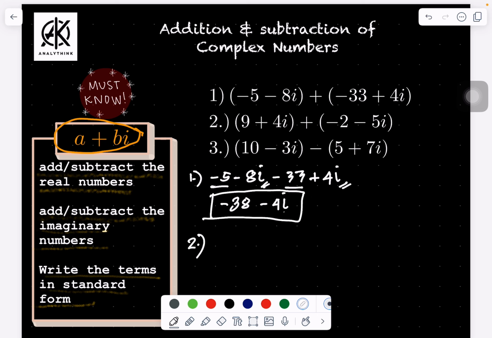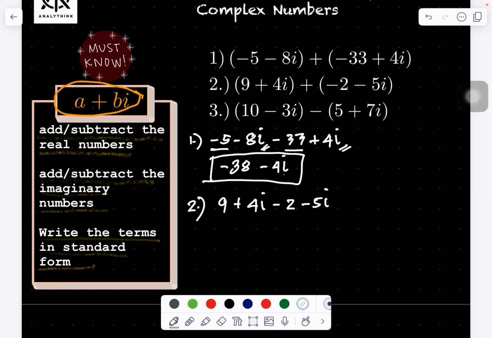Next, number 2. You have 9 plus 4i minus 2 minus 5i. So combine real numbers. You have 9 minus 2, so that would be 7. 4i minus 5i, that's negative i. So this is our final answer.